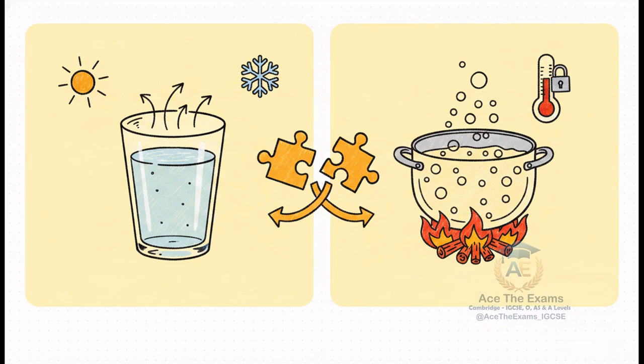Furthermore, evaporation can take place at any temperature, while boiling only occurs at a specific, fixed temperature known as the boiling point. Do you see what happened there? By using comparative connectives like whereas and while, you are signaling to the examiner that you are actively analyzing the relationship between the two concepts, not just blindly reciting memorized facts from a textbook. This is exactly how you demonstrate the higher-order evaluative thinking that Cambridge demands.